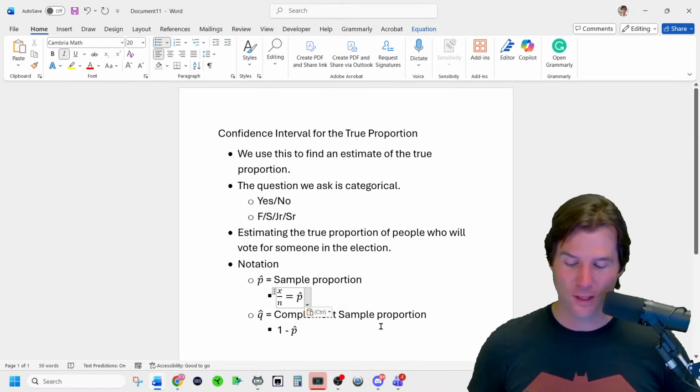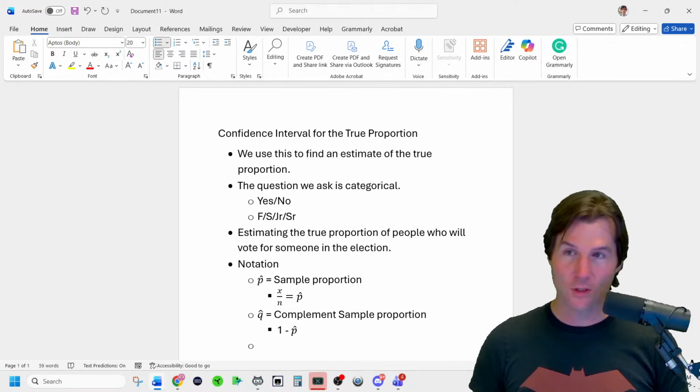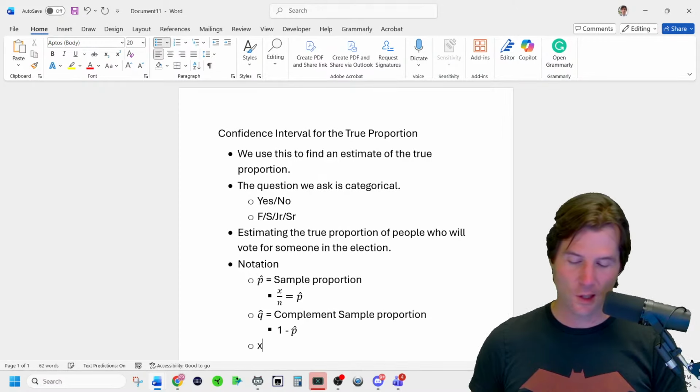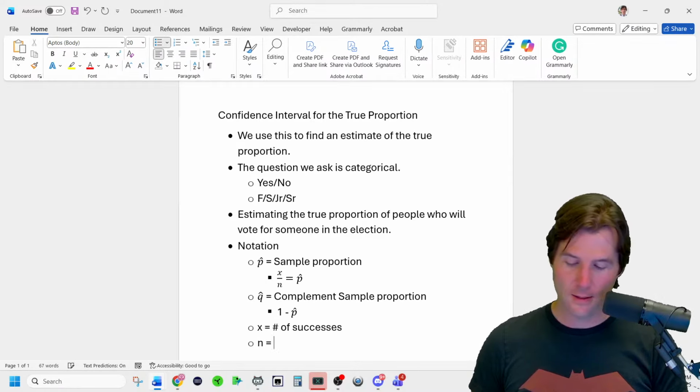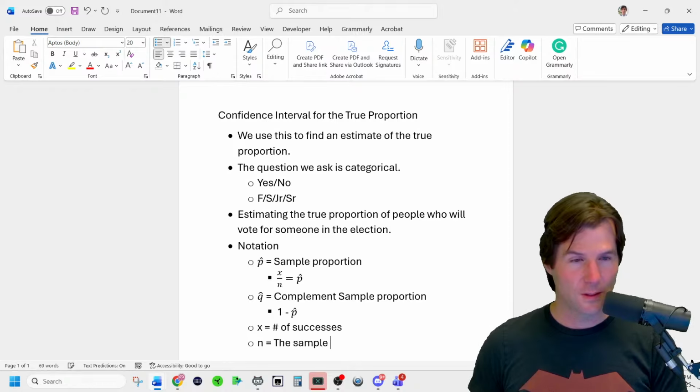So we could do that. We could do that sort of example. And we're almost done with the notation on this, because now we have x, technically I think it's lowercase x, the number of successes, and then n is the sample size.